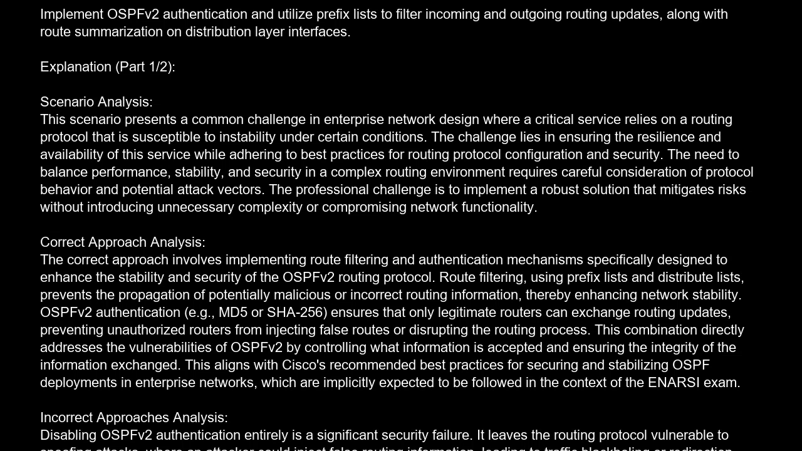The correct answer is C. Implement OSPF2 authentication and utilize prefix lists to filter incoming and outgoing routing updates, along with route summarization on distribution layer interfaces. Explanation. Scenario analysis.